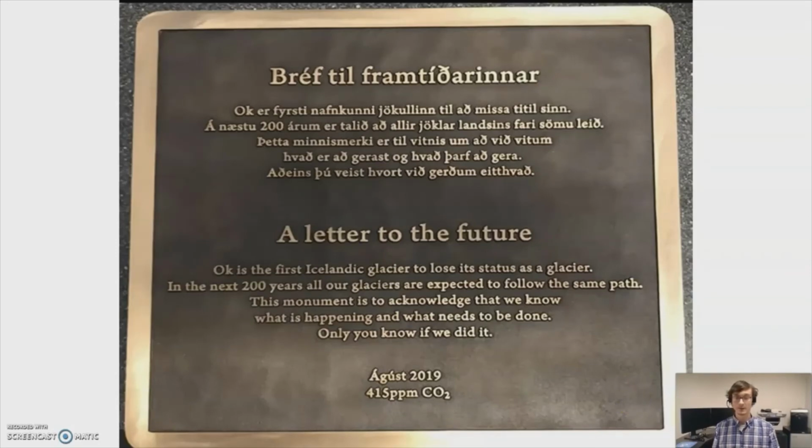And this is from August 2019. Figure at the bottom, 415 parts per million CO2. I'm sure you know this already. This is a measure of how much carbon dioxide is in the atmosphere. This is the key element which we are adding to our environment that seems to be contributing the most to climate change.